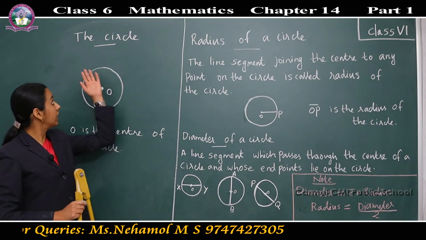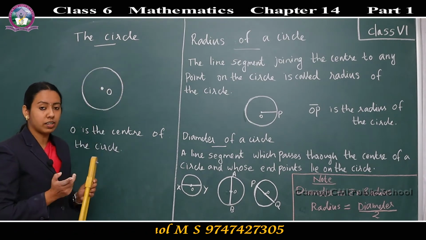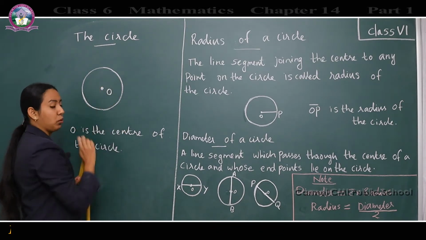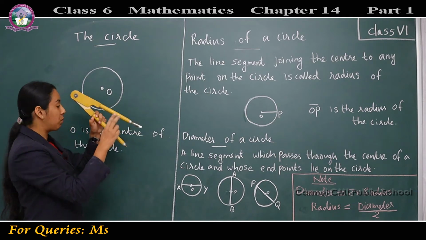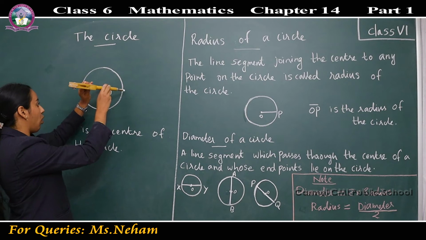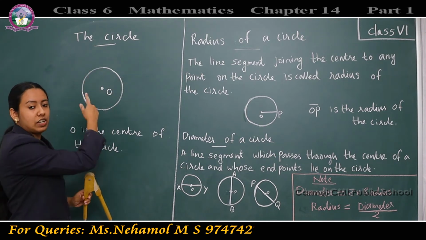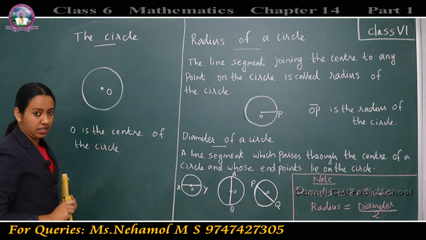Next topic, the circle. What is a circle? This is a circle. How can we draw a circle? First you have to mark a point O, then place the pointer of the compass at this point O, then turn the compass slowly. Then you will get a circle. O is the center of the circle.